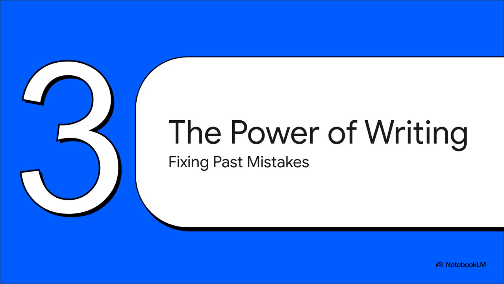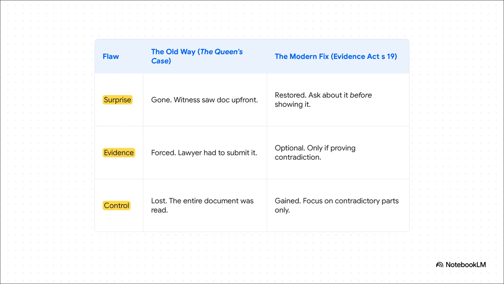So that covers spoken words. But what about that dramatic letter from the movies? This is where the modern law is just genius. It directly fixes every single flaw from that old broken rule from the Queen's case. I mean, just look at the difference. The modern rules are a total game changer.